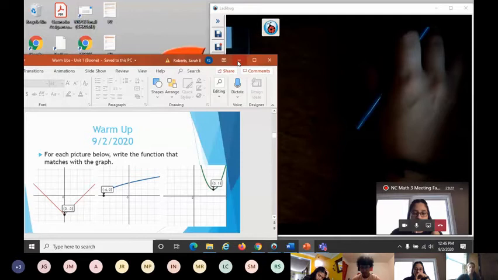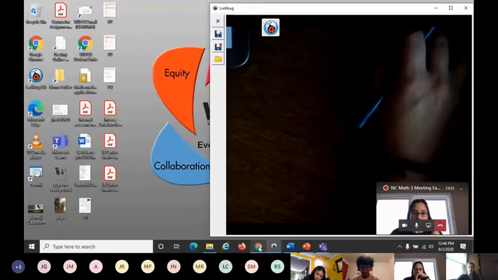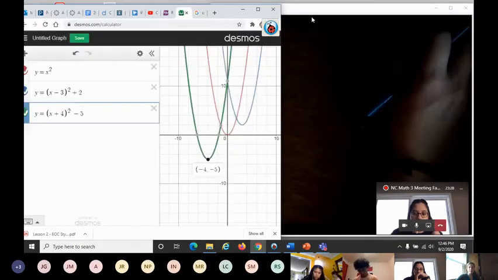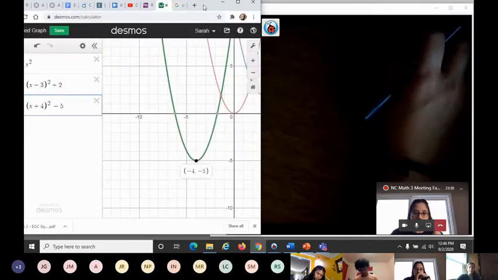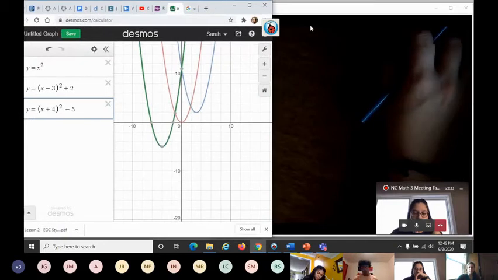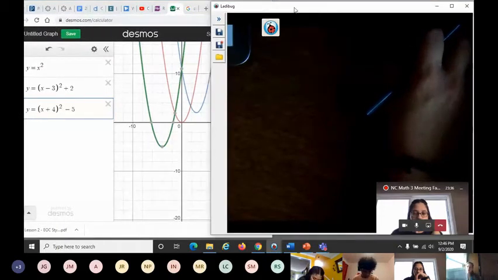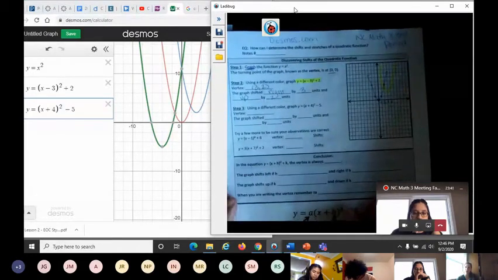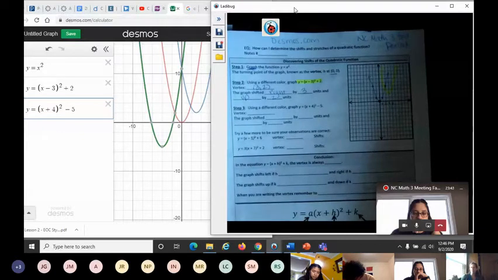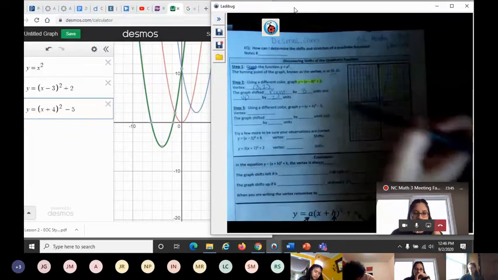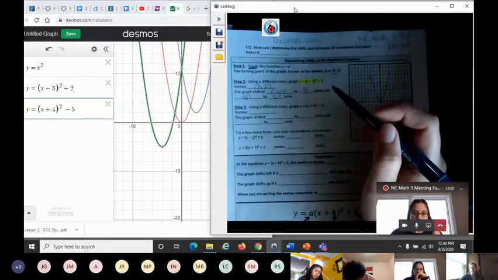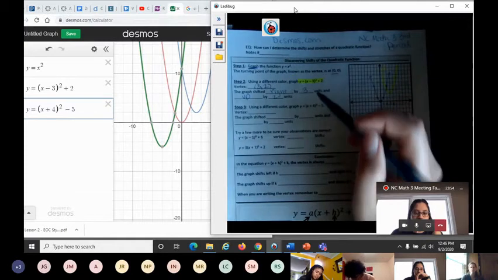Let's downsize this and pull up Desmos. I think I even have it out from the other day. Awesome. Okay, so this is what we were working on the other day. We drew in one of our functions, and the next step was to draw in another one, and that ended up being the green function on my Desmos page right now. I want to go through and see what you got for each of these pieces.